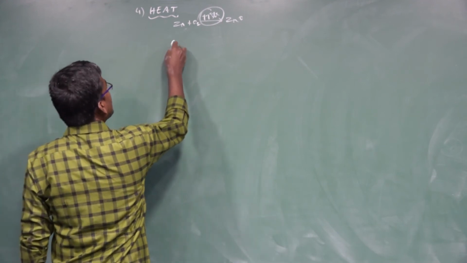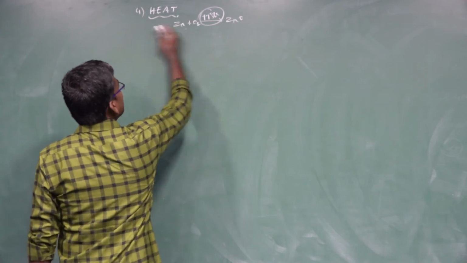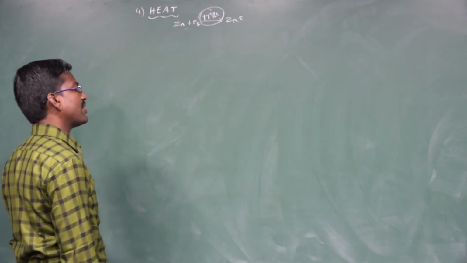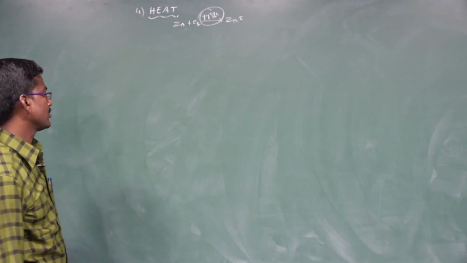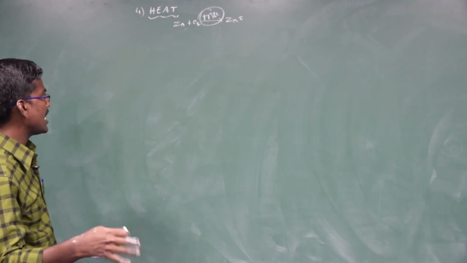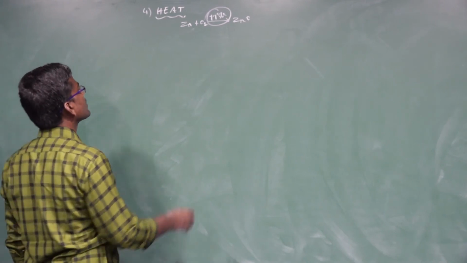Then calcium oxide, then zinc, calcium, magnesium, any other metals combine with the air to form a metal oxide on heating. So as temperature increases, the rate of reaction also increases.